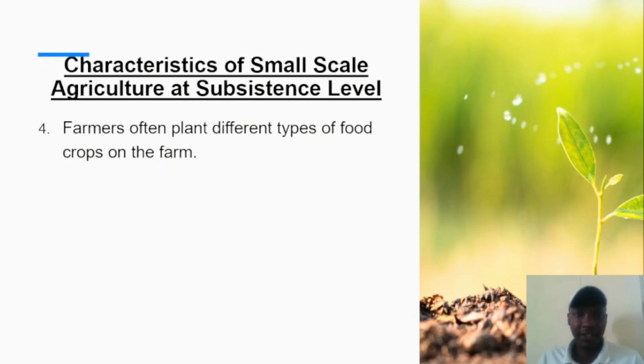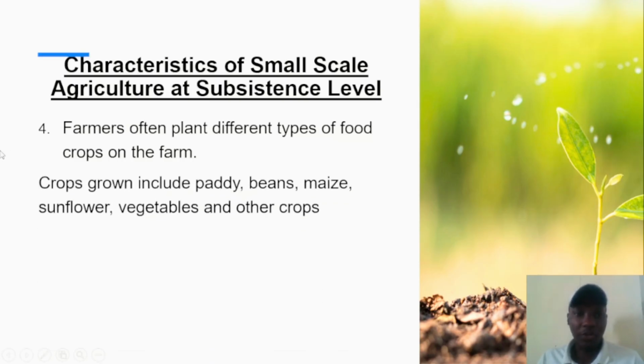Moving on, the other characteristic of small scale agriculture is that farmers often plant different types of food crops on the farm. So, in terms of small scale agriculture, the farming can be based on plenty of various kinds of crops on the given farm. Crops grown include paddy, beans, maize, sunflower, vegetables, and other crops.